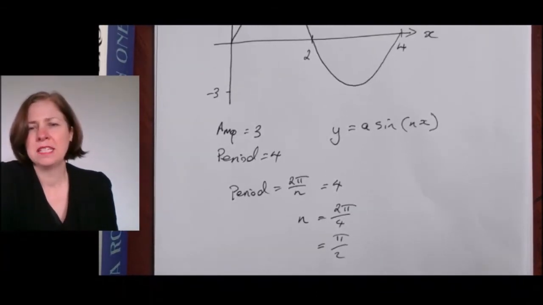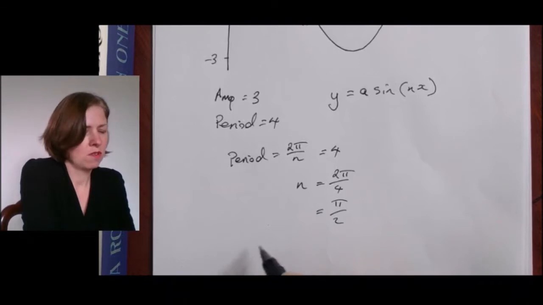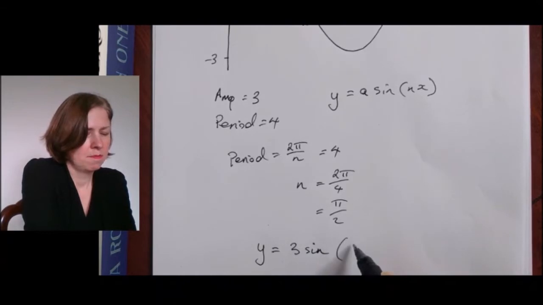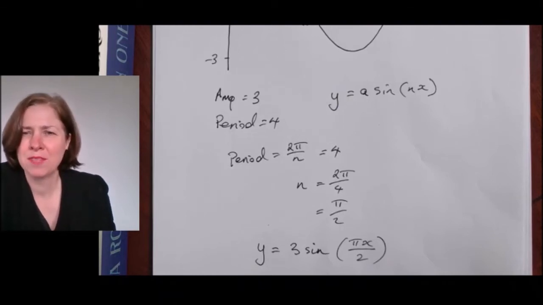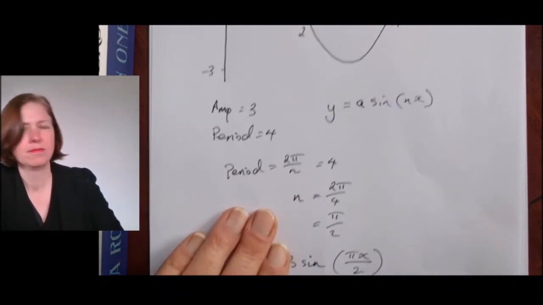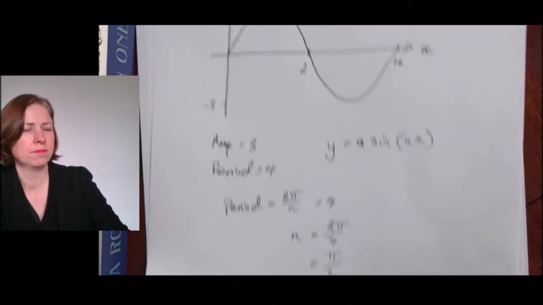So I know that n is π on 2, and I know that a is 3, so I can now write my equation: 3 sin(πx on 2), or π on 2 times x. And that's my first example done. So let's look at the next example.